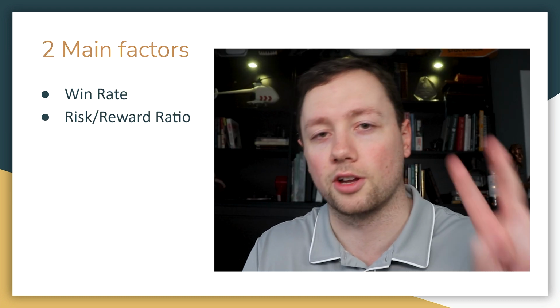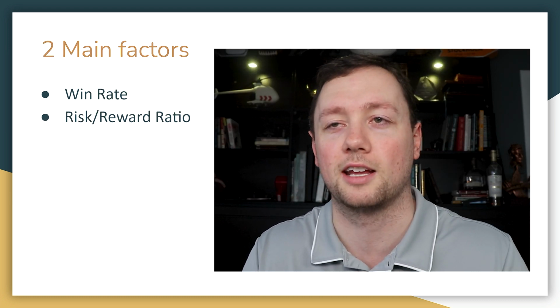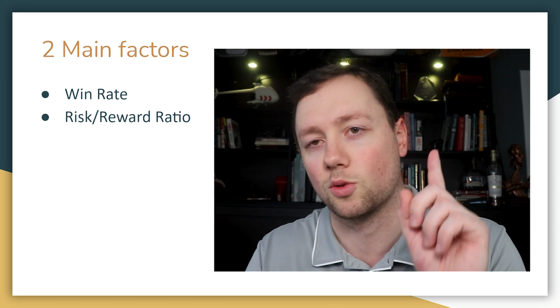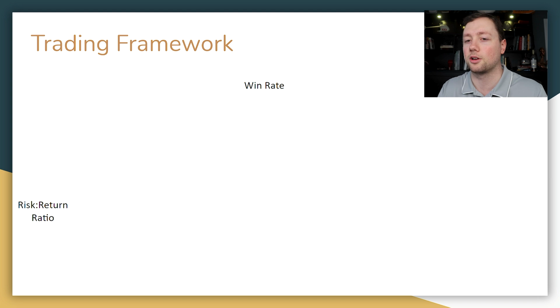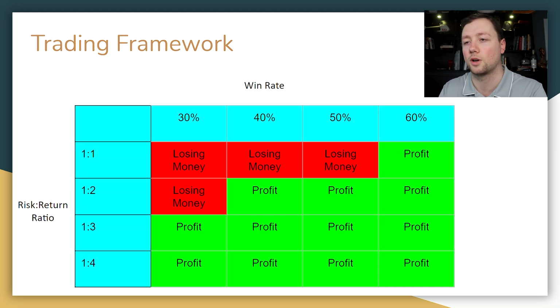Now, when it comes to trading, there are two main factors that you need to understand, and these are the most important factors. They're your win rate and your risk to reward ratio. Now, when you map these two factors out on a graph, you put your risk return ratio on the left and you put your win rate at the top. This is what the graph looks like.